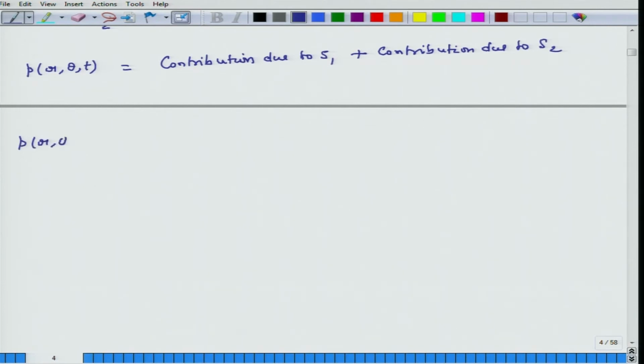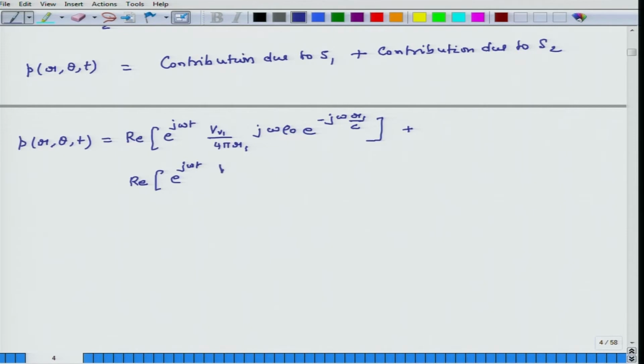So, p(r, theta, t) is equal to real of e to the j omega t times VV1 divided by 4 pi r1, j omega rho naught, e to the minus j omega r1 divided by c. This is the contribution due to the first source, and plus the contribution due to the second source is e to the j omega t, VV2 divided by 4 pi r2, j omega rho naught, e to the minus j omega r2 divided by c. So, these are the two contributions, and so this is the actual pressure p(r, theta, t).